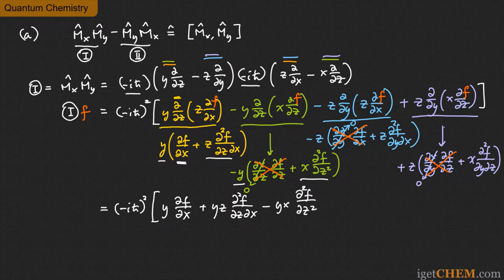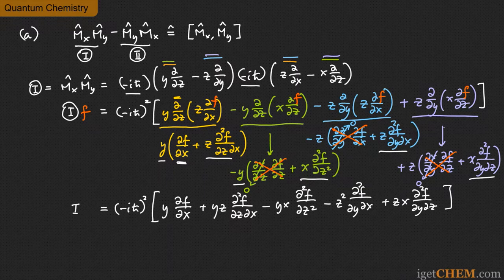And then the next one will be this one. So that's minus z squared ∂²f/∂y∂x. And then finally, this last one, zx ∂²f/∂y∂z. Okay, so the math is basically just tedious, not very challenging. You just have to really keep track of everything carefully.